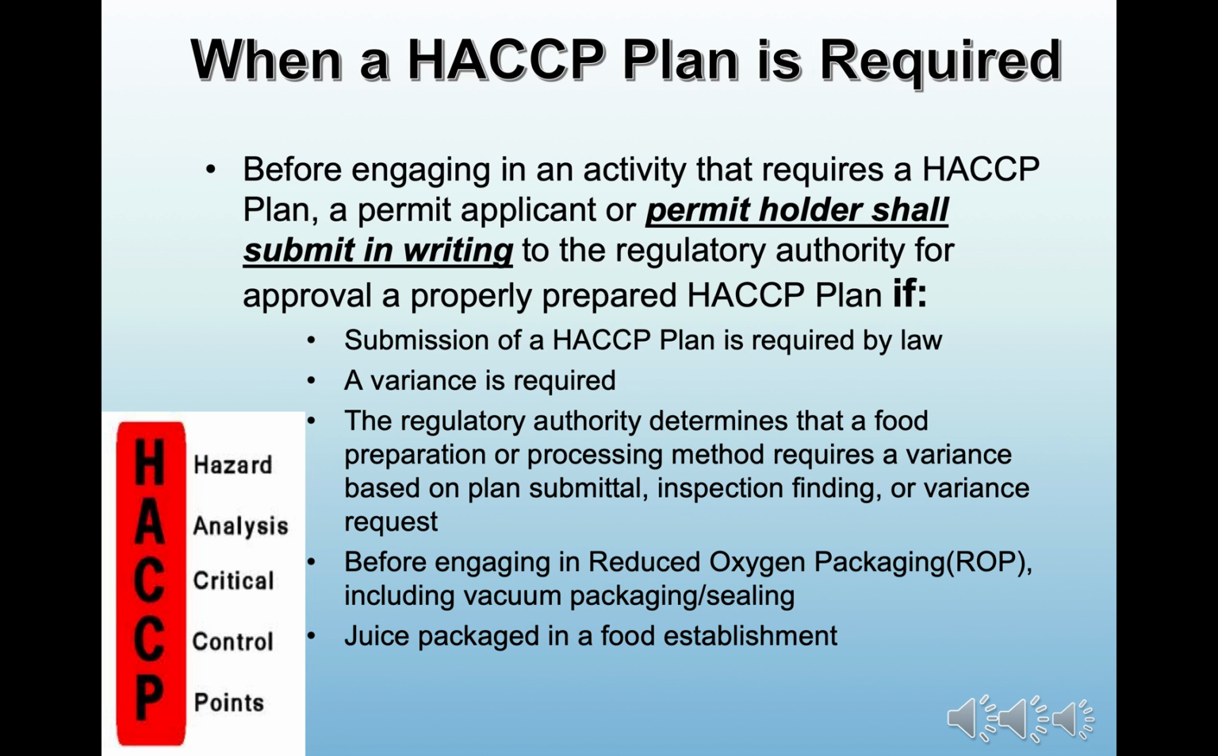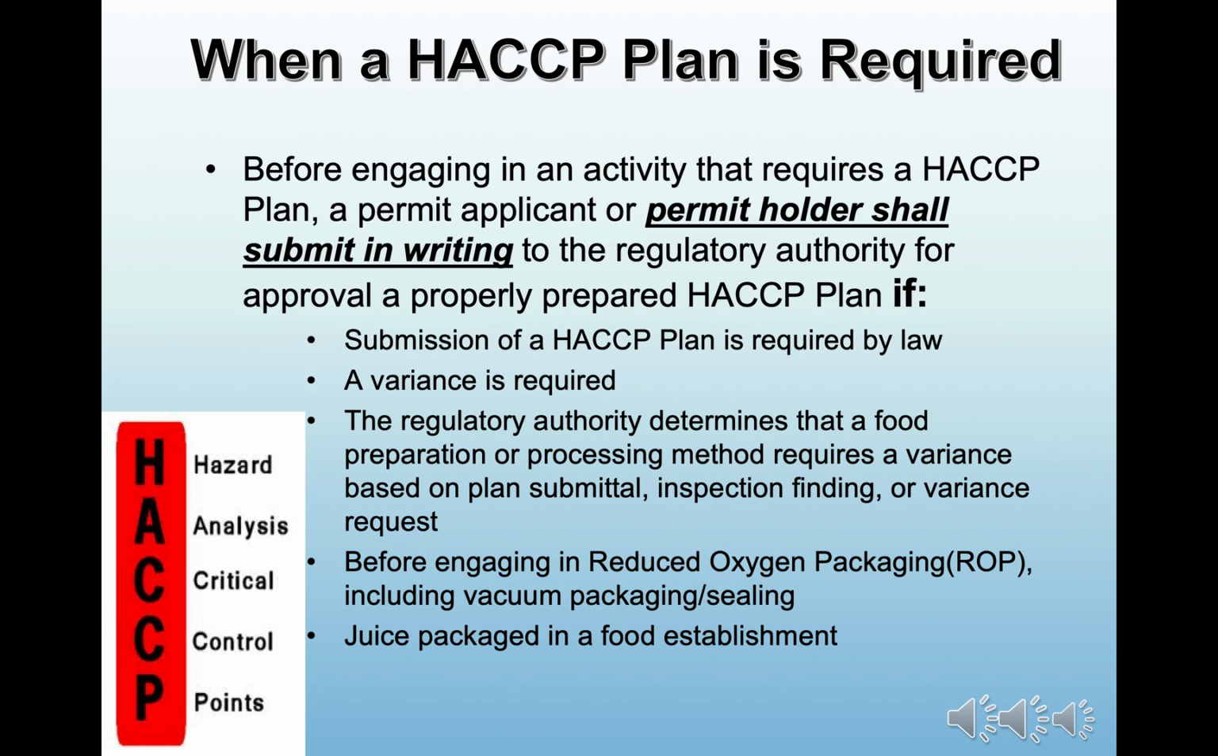Now that we have a clear understanding of what a HACCP plan is, we need to talk about when you will need to obtain a HACCP plan. First, the HACCP plan should be obtained before you engage in any activity that requires a HACCP plan. The first step for your HACCP plan is for the permit holder of the food establishment to submit in writing the properly prepared HACCP plan to the regulatory authority for approval.